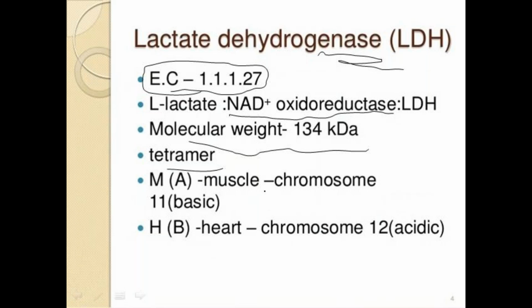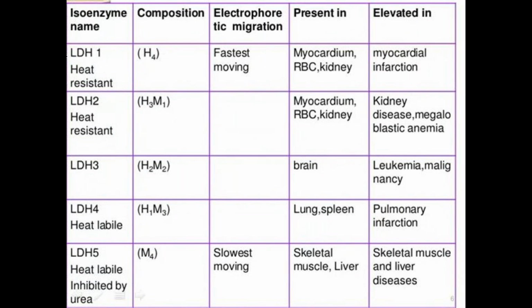In muscle, the enzyme is present at the chromosome level, whereas in heart it is present at chromosome 12 position. Also, in the muscles it occurs in the basic form, whereas in heart it occurs in the acidic form. Hence this is called NAD plus oxidoreductase. Okay, and these are the isoenzymes for lactate dehydrogenase.